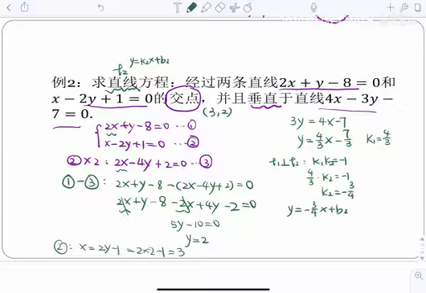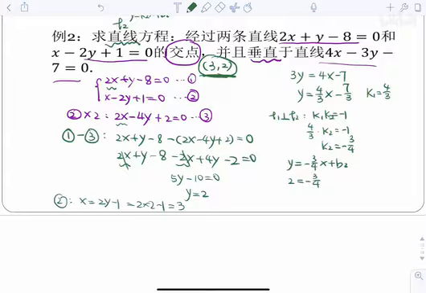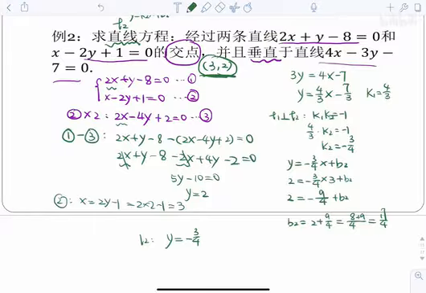And we know this common point is on this line, so 2 equal to minus 3/4 times 3 plus b2, so 2 equal to minus 9/4 plus b2, so b2 will equal to 2 plus 9/4 equal to 8/4 plus 9/4 equal to 17/4. So we get the answer: L2 is y equal to minus 3/4 x plus 17/4. So this is the answer.